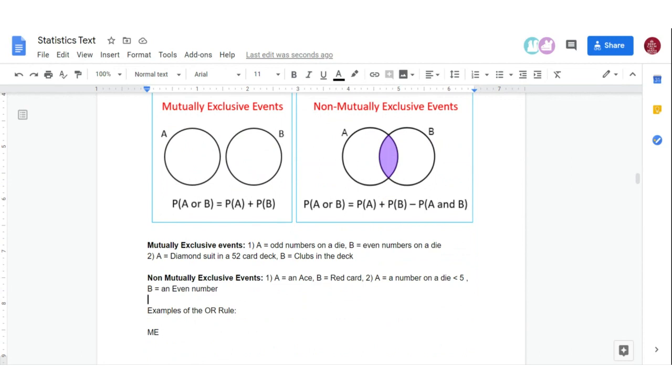And then another example is A is a number on a die less than 5. So a number on a die less than 5 would be 1, 2, 3, and 4. And B is an even number. Well, you've got an overlap because even though 2 and 4 are less than 5, they're also even.